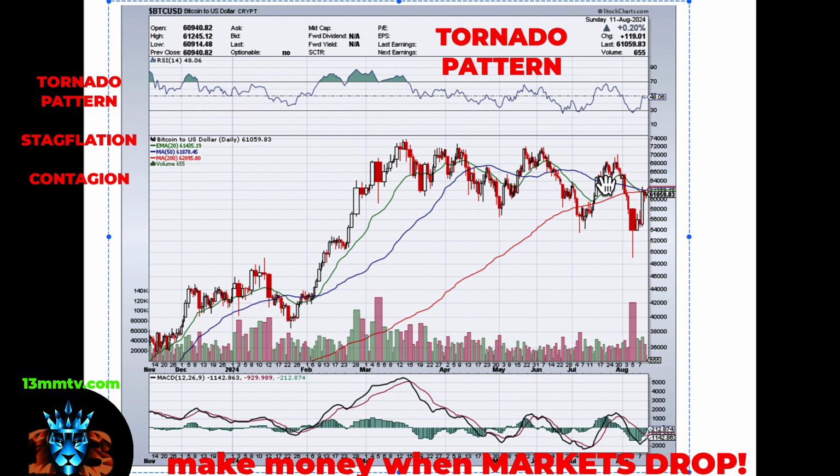This is a big tornado pattern and it has not played out. It does not mean things will collapse in the next 12 hours. They could, but there is a bigger move to the downside. And if we're to look at a chart of Ethereum, that looks even worse. So yes, we're looking at Bitcoin and the chart looks like total trash.